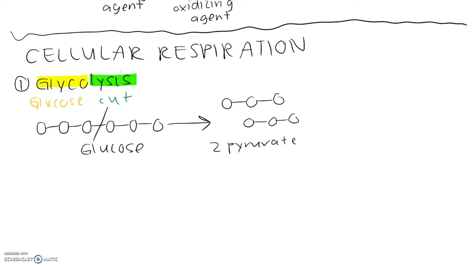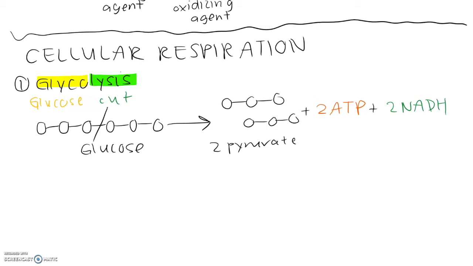Again, we have 2 of them. We also, in this process, make some ATP. Make 2 of those. And we also end up with 2 NADH. Now let's talk about this ATP.